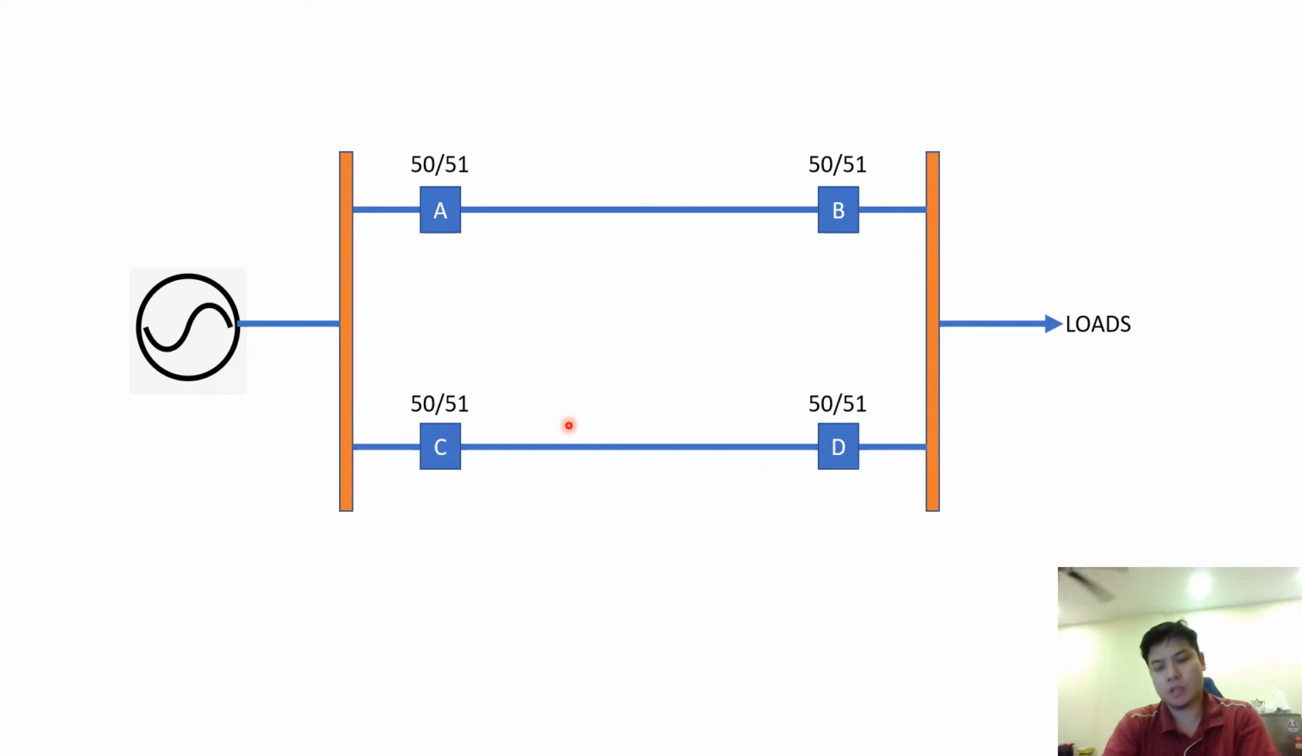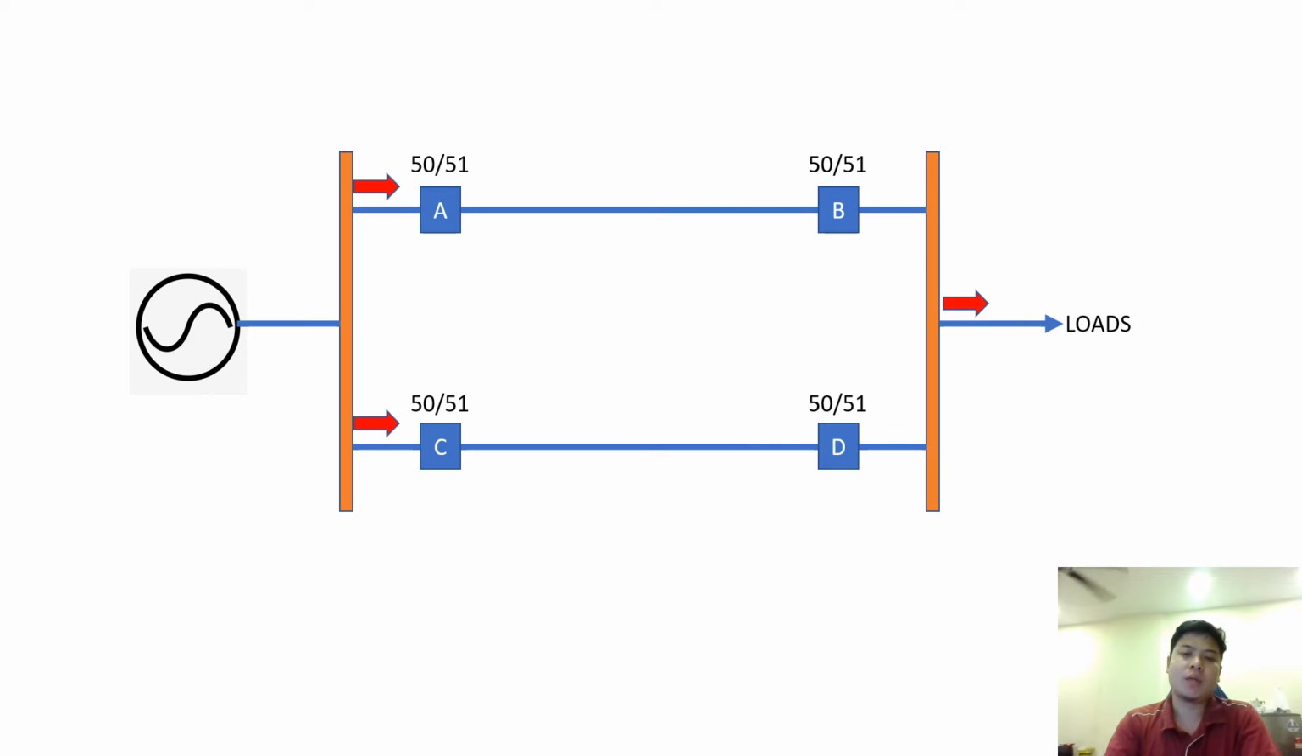Before I introduce the directional overcurrent, let me give you the idea of how it works. As shown in this line, the red arrow shows how the power or current flows from the source end to the load end, right? This is a normal operating condition.